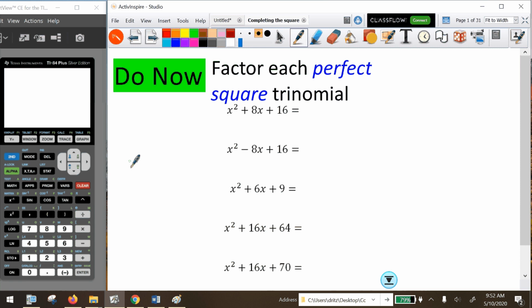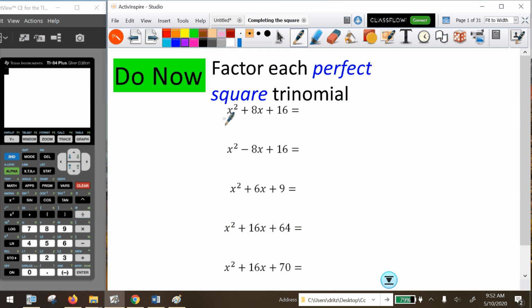Just as a refresher, last week we looked at two special case polynomials, perfect square trinomials, and also something called difference of two squares. The perfect square trinomials are what we're going to focus on this week. And just as a refresher, here are a couple problems. How could you factor x squared plus 8x plus 16?